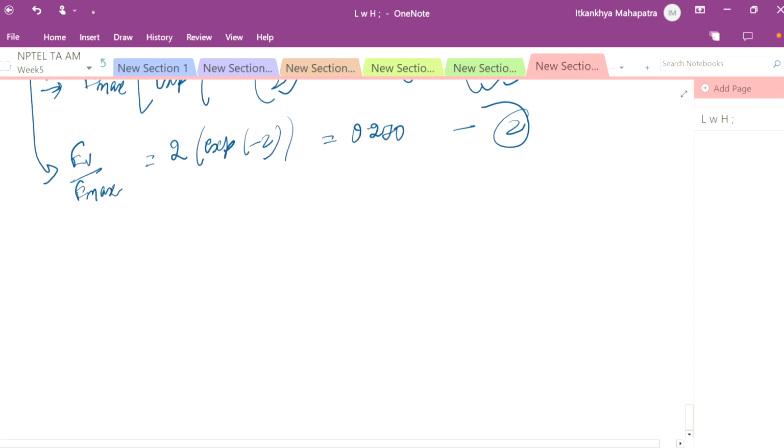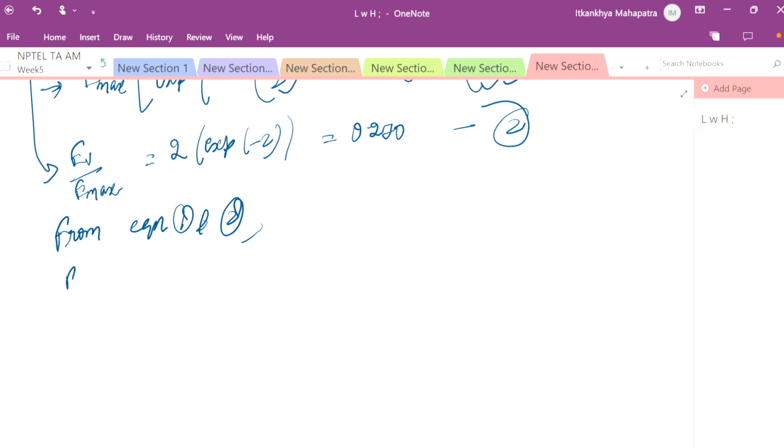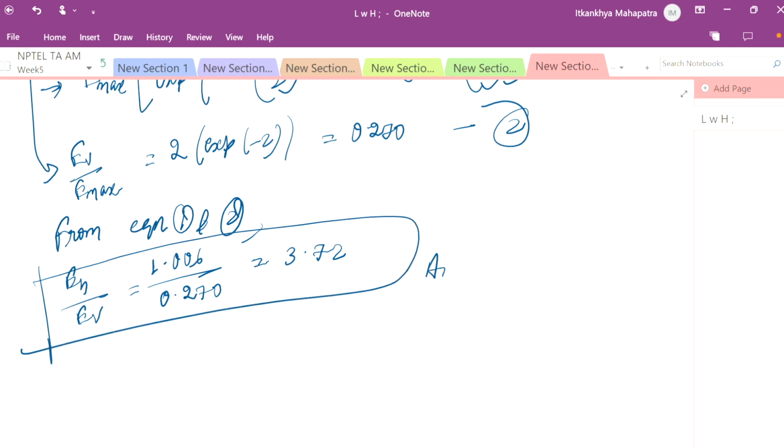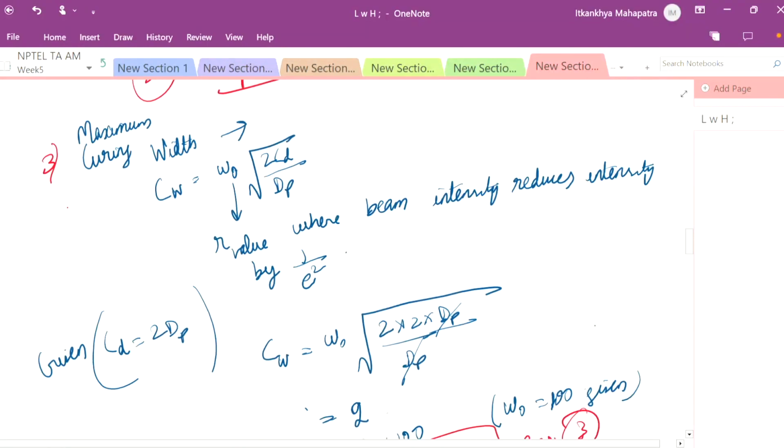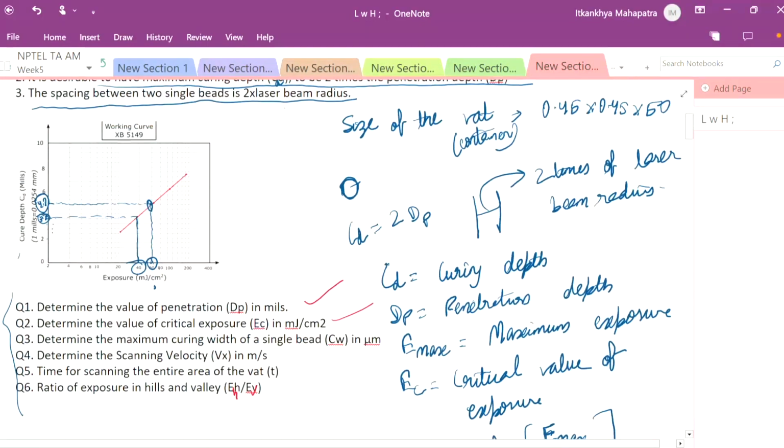Okay, so from equations 1 and 2 we have EH by EV is equal to 1.006 by 0.270. It comes to 3.72. This is your final answer for the ratio of exposure of hills and valleys.